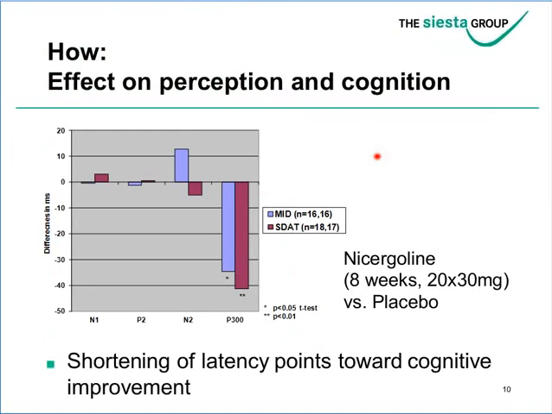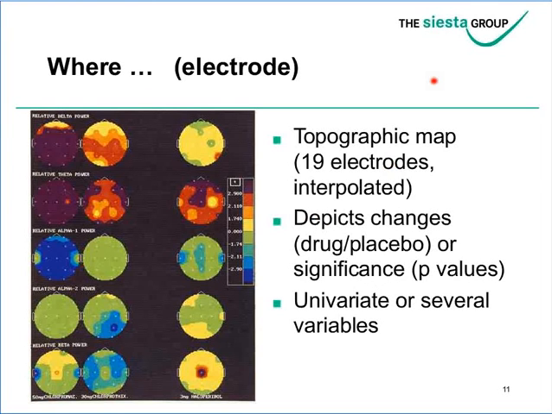The how can also be a related question with respect to event-related potentials. Here we can answer a question like, is a drug enhancing perception and/or cognition? We know, for instance, that shortening certain latency points, the P300 for instance, points toward cognitive or perceptual improvement. So again, a very important piece of information that you would be able to read out of your EEG paradigm.